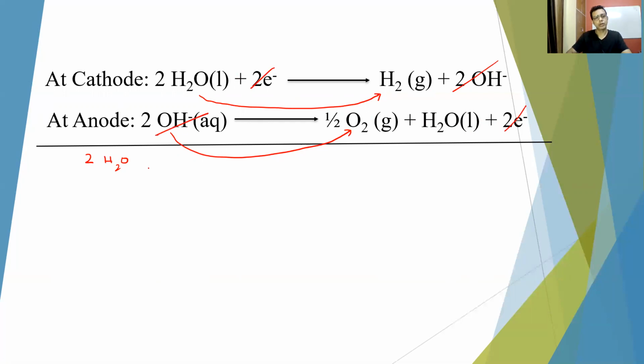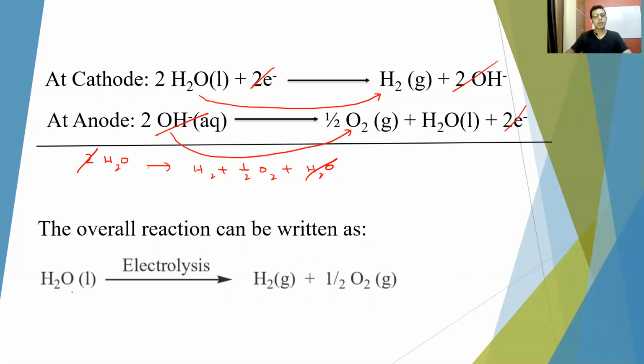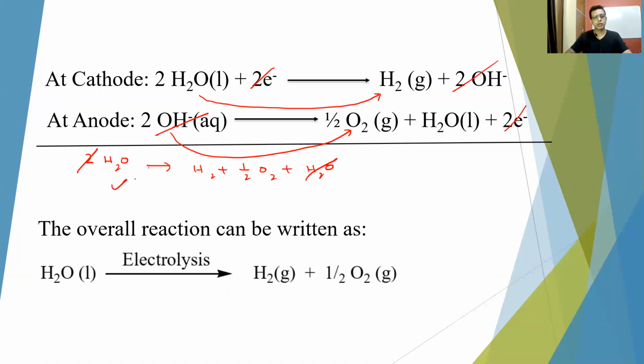So 2 water will give you H2 plus half of O2 plus H2O. And we can cancel water also. So one water from this side and water from this side can be cancelled. So what will remain is this water. This water gives 1 mole of hydrogen and half mole of oxygen. So this explains why the volume of oxygen is half that of hydrogen.